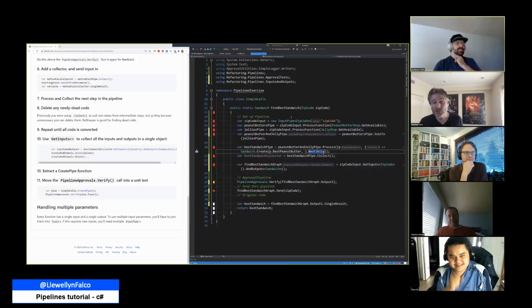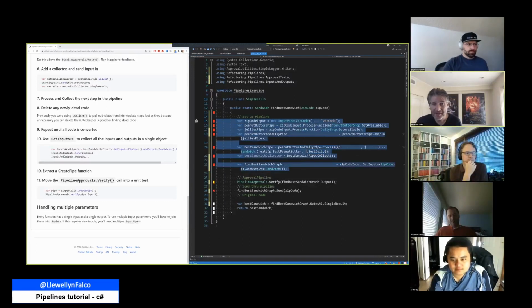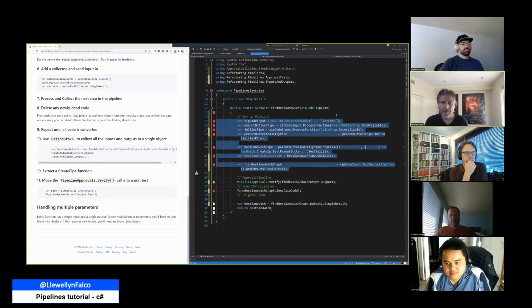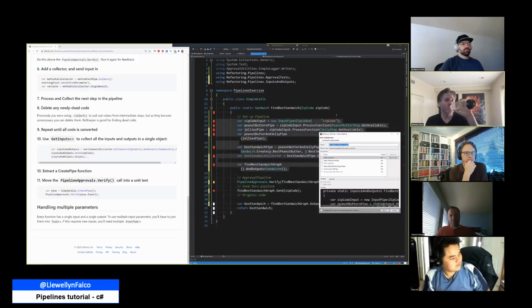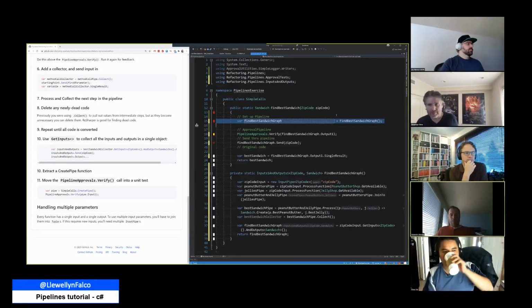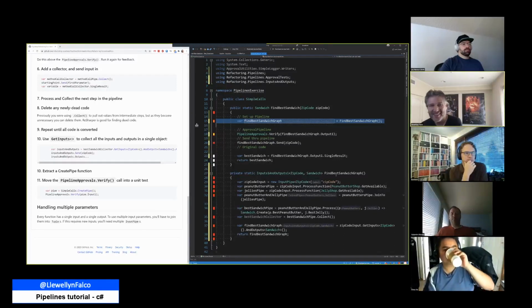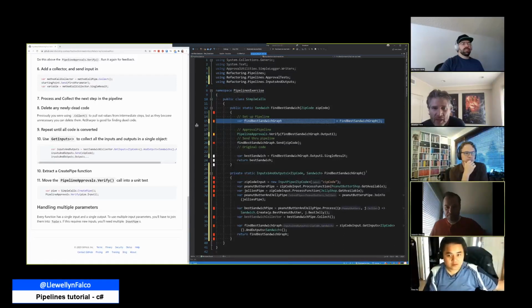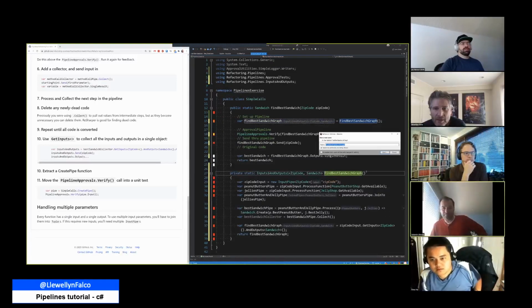Okay, but we're just getting to the really interesting parts. So we can extract the setup of the pipeline now. So do that for me. Oh, now I get the inputs and outputs. There we go. It makes a little more sense. Yeah.